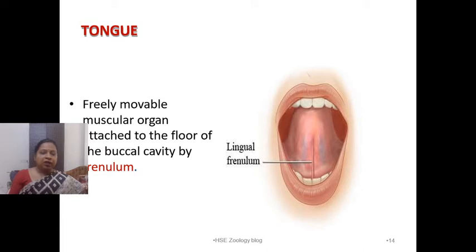Tongue. The tongue is a freely movable muscular organ, right? It is attached to the floor of the buccal cavity with the help of the frenulum. You can see in this diagram how you can find the frenulum in your mouth. Just stand in front of the mirror and move your tongue up. मिरर के सामने खड़े होकर अगर आप अपने टंग को ऊपर करेंगे तो नीचे आपको एक लाइन दिखाई देगी. That is the frenulum by which the tongue is attached to the floor of the buccal cavity.